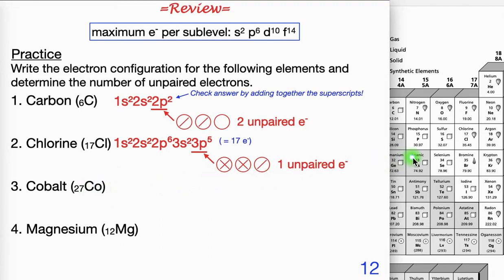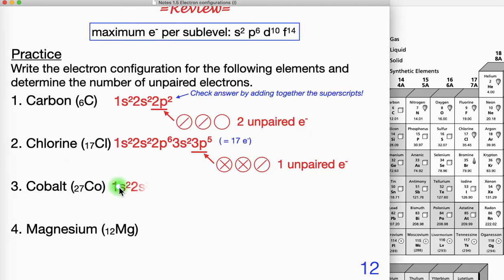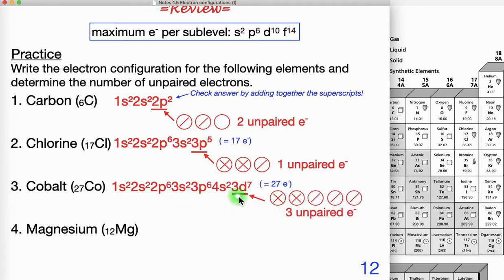Cobalt is atomic number 27. It is right here. So it is in the 3d block. So everything is filled up to that point. 1s2, 2s2, 2p6, 3s2, 3p6, 4s2, 3d1, 2, 3, 4, 5, 6, 7. And then looking at the last sublevel, we have 3 unpaired electrons.